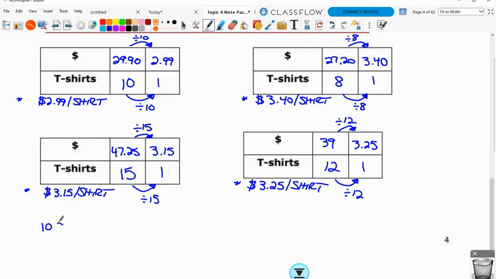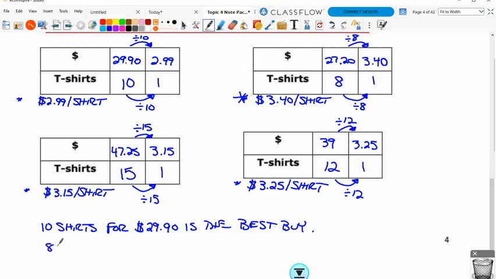So underneath, I'm going to say that 10 shirts for $29.90 is the best buy. And again, because it has the lowest unit price per shirt. Now the worst buy is going to be the one that has the highest unit price. And I can see that right here where it's $3.40 per shirt. Okay, so 8 shirts for $27.20 is the worst buy. And again, because it has the highest unit price per shirt.